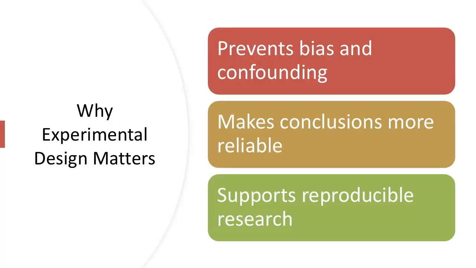Experimental design is essential for valid science. It prevents bias, reduces confounding, and helps us make accurate, reproducible conclusions. Poor design can waste time and lead to false claims, so getting this right matters.